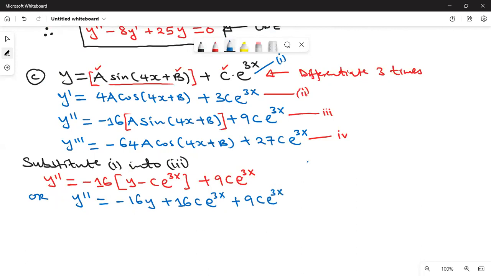And so what will it give us? This will give us y double prime plus 16y is equal to 25c exponential 3x. So let's call this equation star.